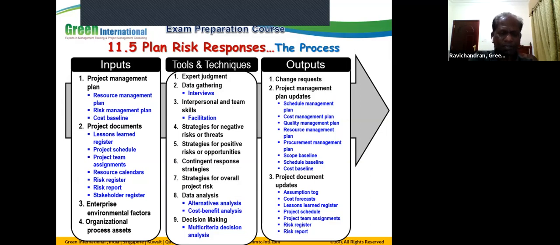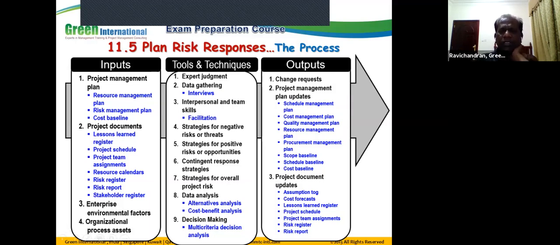Enterprise environmental factors: many factors affect our risk. And organizational process assets: we may use our previous projects, lessons learned documentation, previous project risk registers, and the updated risk report can be utilized.